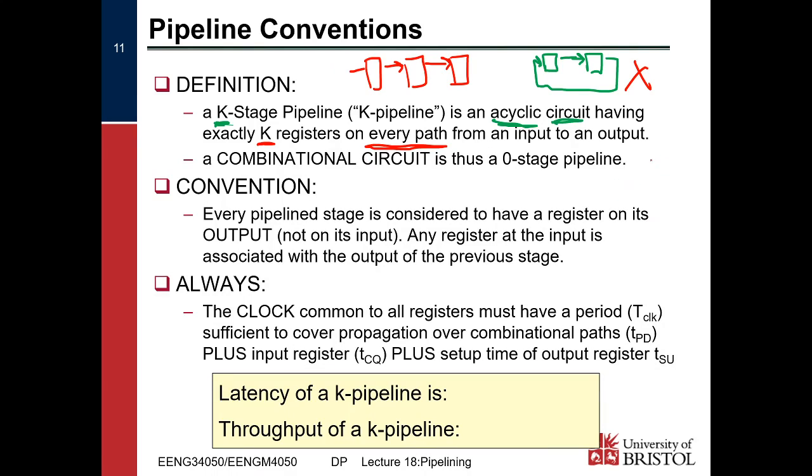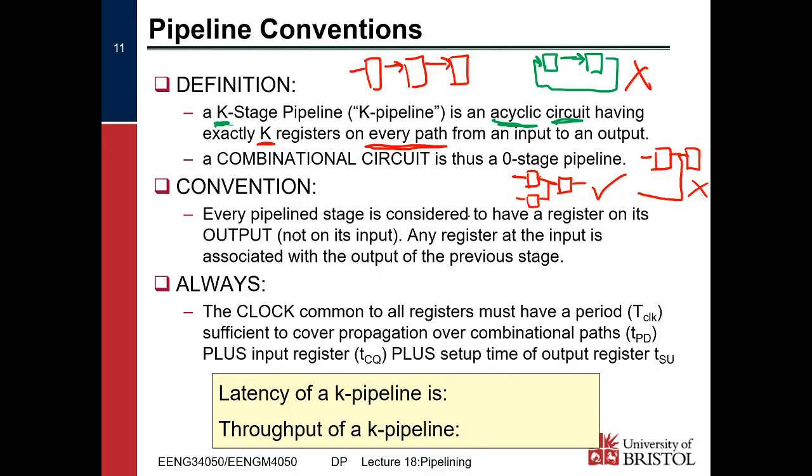We're not allowed a situation where we have one path which has got two registers and another path which has only got one register. That's not allowed. Let's draw this slightly separately, we must have the same number of registers on each path. Okay? Right, by this definition, a purely combinational circuit is a zero-stage pipeline because there are no registers on every path.